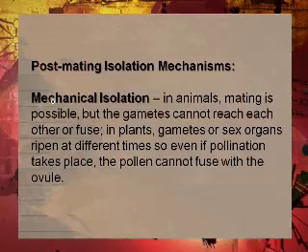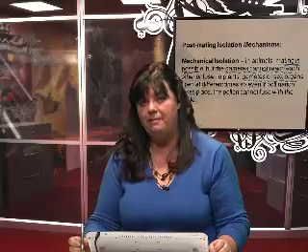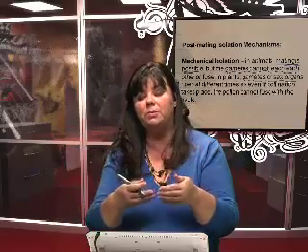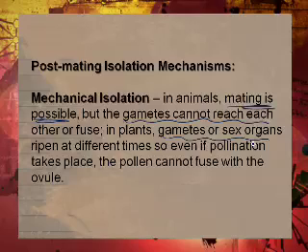So, mechanical isolation. In animals, mating is possible, we're assuming, but the gametes cannot reach each other or fuse. In plants, for example, the gametes or the sex organs ripen at different times, so even if pollination does take place, the pollen cannot fuse with the ovule because the ovule isn't ripe at the same time. And so the two gametes are brought together, but they can't actually reach each other or come to the point where they can actually fuse.